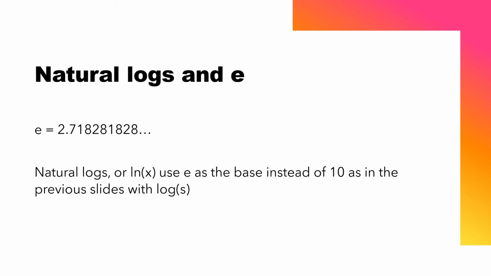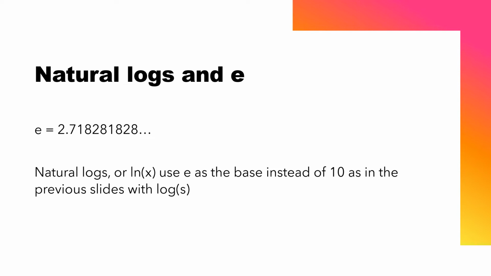So the other type of logs we're going to work with are natural logs instead of base 10 logs, where we were taking 10 and raising it to a power. Now we're going to take e and raise it to a power. E is a number that we call by a letter, like pi, right? Pi is 3.14159, blah, blah, blah. Well, e has a value of 2.718 and all of those other digits. And so natural logs use e as the base.